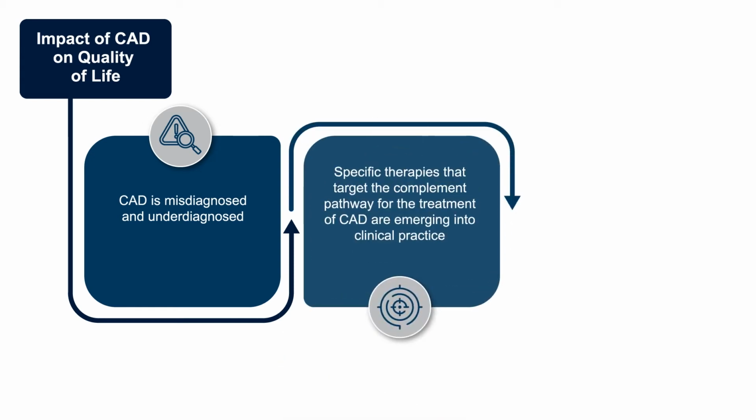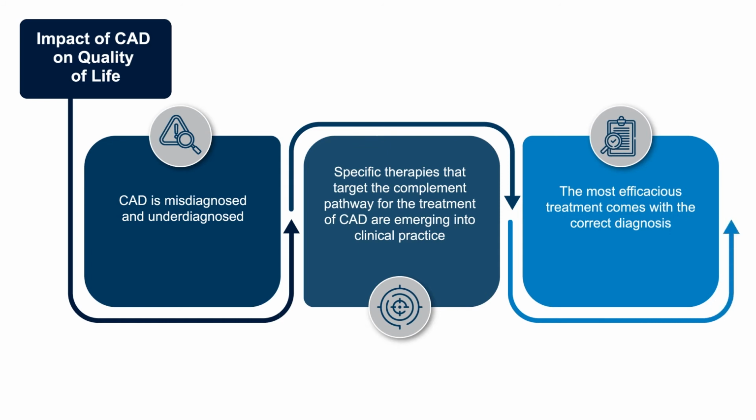Specific therapies that target the complement pathway that are approved for the treatment of cold agglutinin disease are emerging into clinical practice. And these treatments differ from the treatments used for other forms of autoimmune hemolytic anemia. You can't get the right treatment without the right diagnosis. So let's learn how to efficiently and correctly recognize this rare disease, make the appropriate diagnosis so that we can offer our patients the most efficacious forms of therapy.